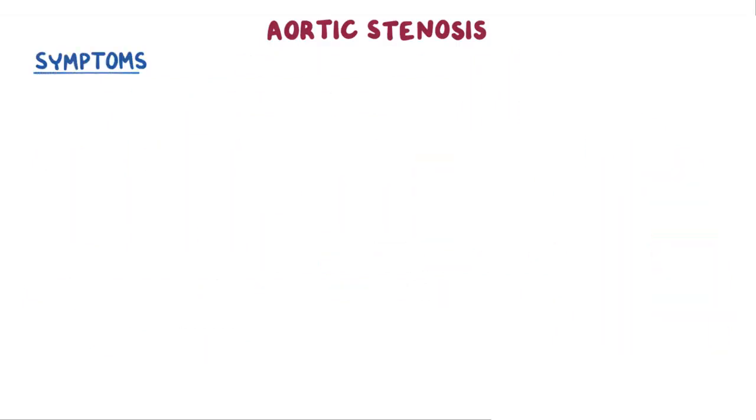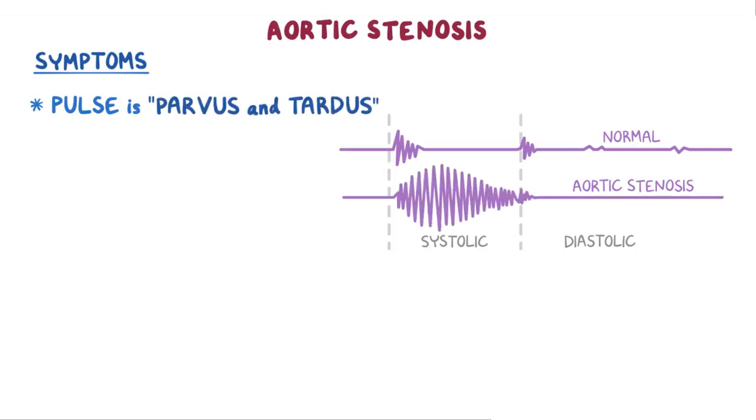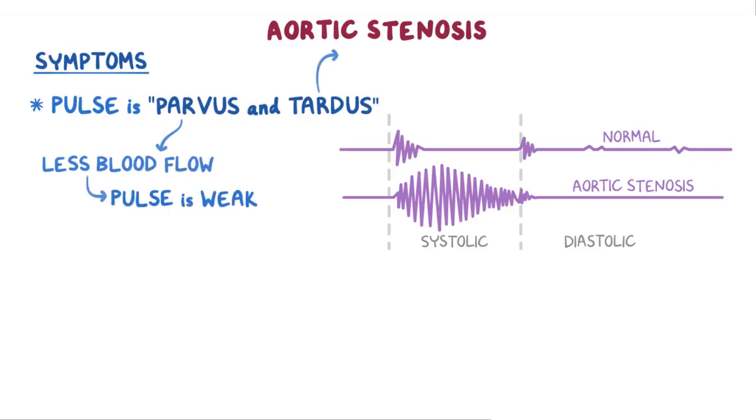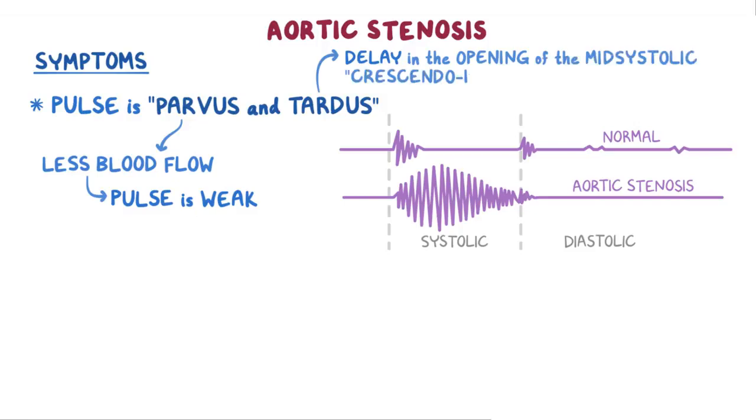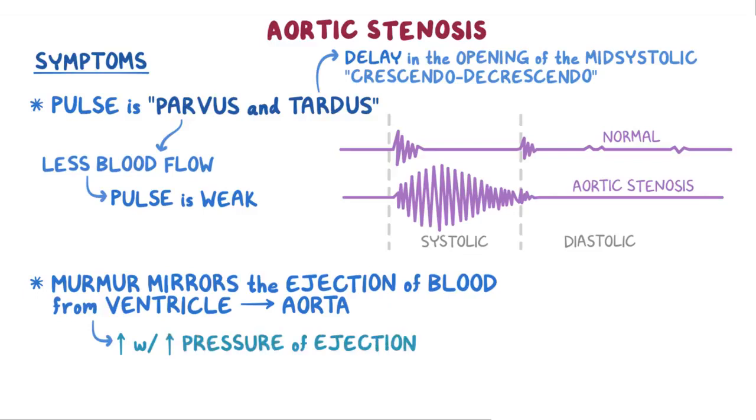In aortic stenosis, the pulse is described as being parvus and tardus. That's because the valve doesn't fully open, so there's less blood flow, and the pulse is weak, parvus. And there's a delay in the opening of the valve, which causes a mid-systolic crescendo-decrescendo murmur that occurs a bit later than expected in systole, tardus. This murmur mirrors the ejection of blood from the ventricle into the aorta. It increases with increasing pressure of ejection and decreases as ejection pressure decreases.